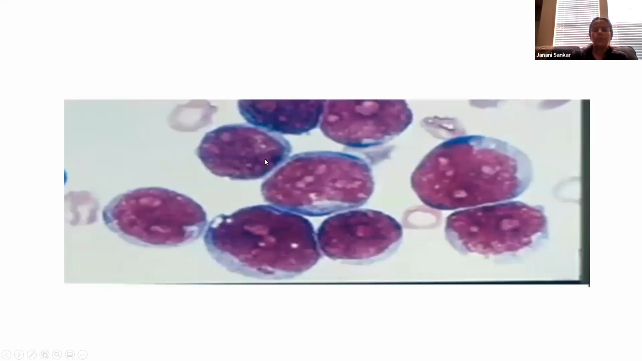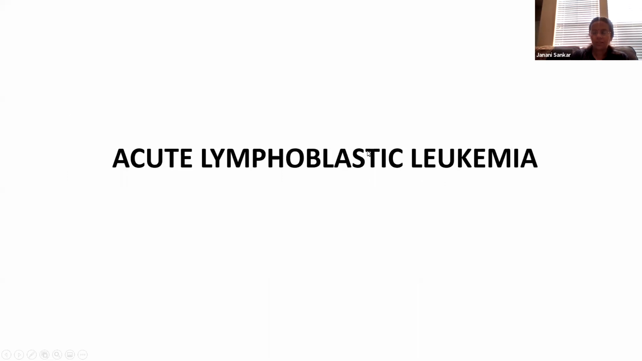So this is lymphoblasts in the peripheral smear in acute lymphoblastic leukemia. Again, the message: do not try to treat these children at your level, at the primary care level. Refer them as quickly as possible to the oncology center, because these children will need irradiated red blood cells. They'll need further workup.